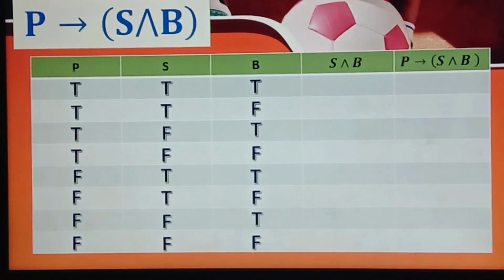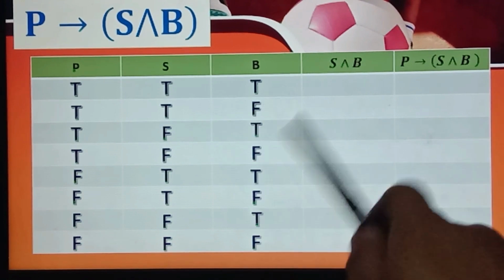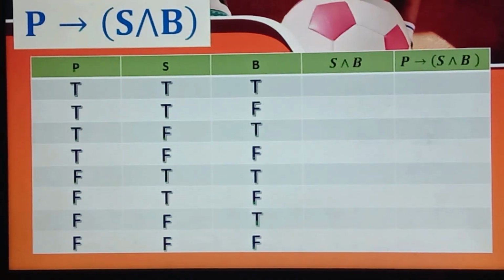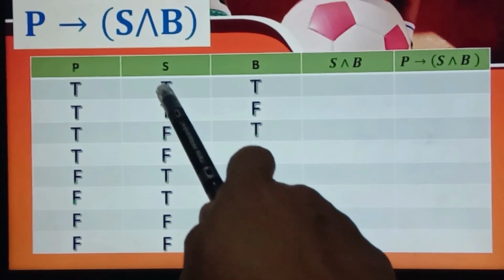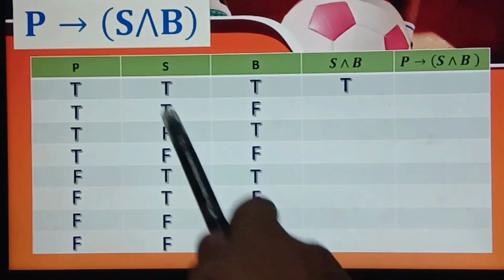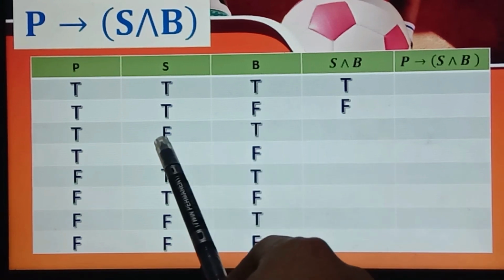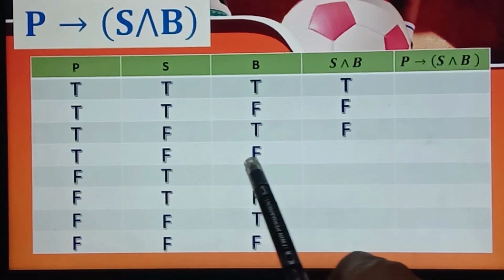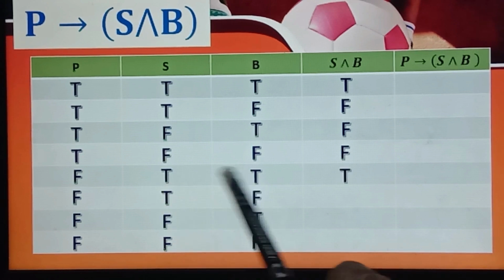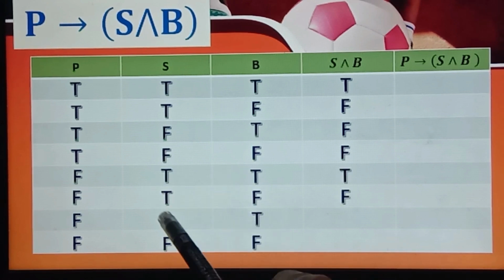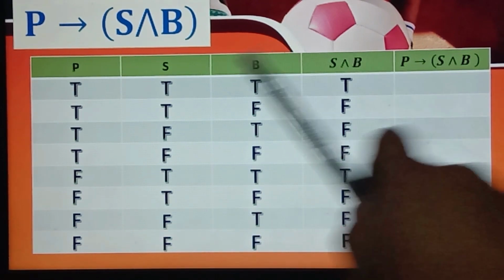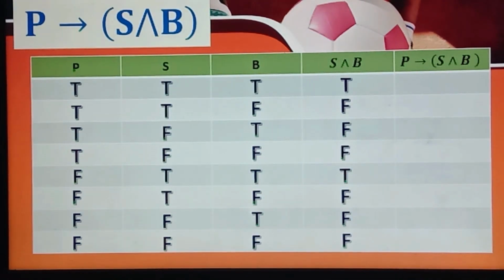Now for the fourth column, which is S and B, please refer to your handouts about the truth table for the conjunction, because this is the symbol for conjunction. If you refer to that, you can easily follow this one. True and true gives you true. True and false gives you false. False and true gives you false. False and false gives you false. True and true, true. True and false, false. False and true, false. False and false, false. So these are now the results for the conjunction of the S column and B column.